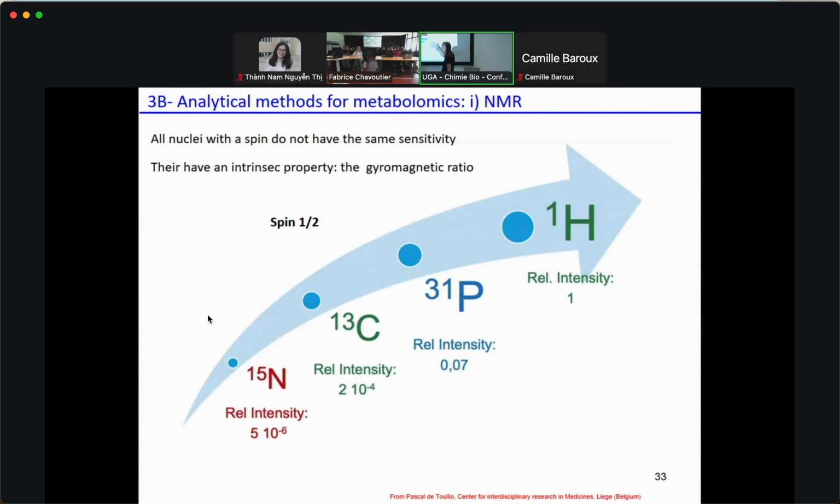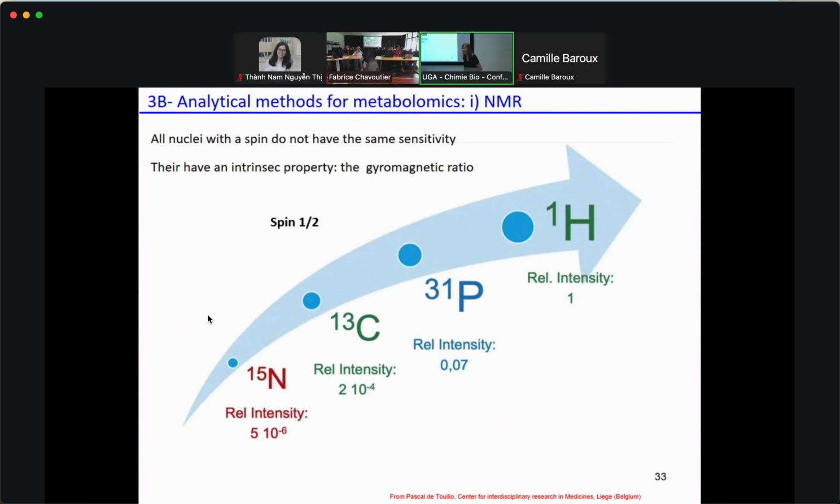Phosphorus is very interesting because for energy, ATP, there is phosphorus, but the sensitivity is much lower. This means that 10 minutes are necessary to analyze one sample of serum or urine using proton NMR. And if you want to use phosphorus, you see the difference in sensitivity. You need hours to record the phosphorus spectrum. And C13, you see the sensitivity is very low.